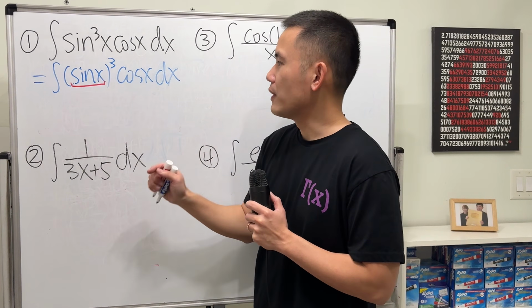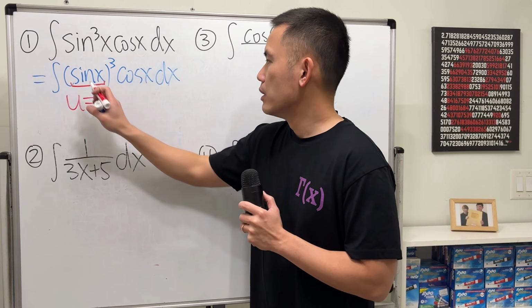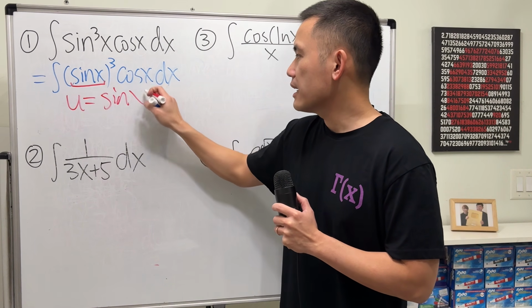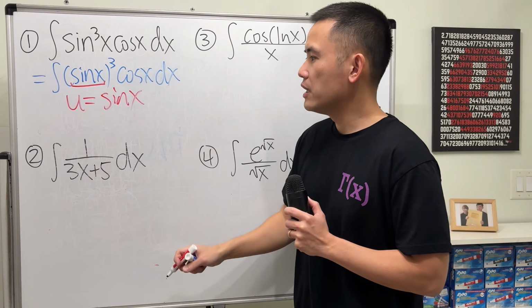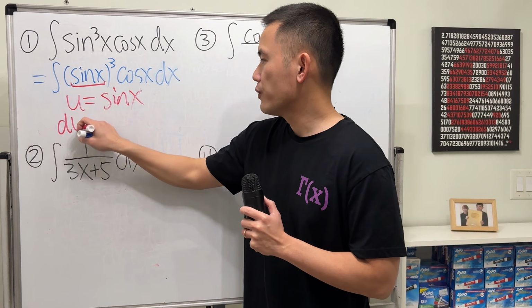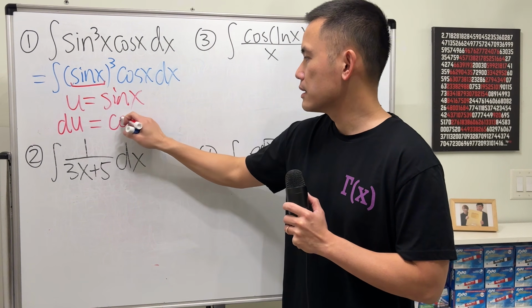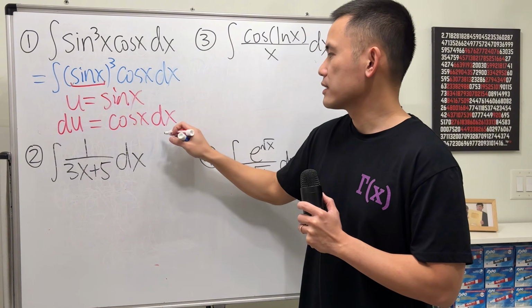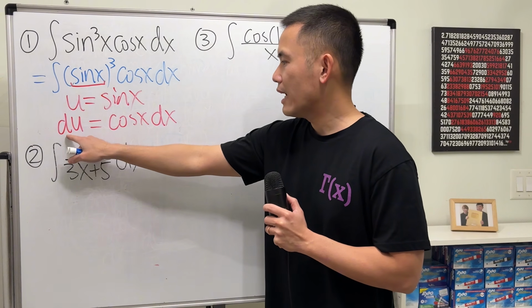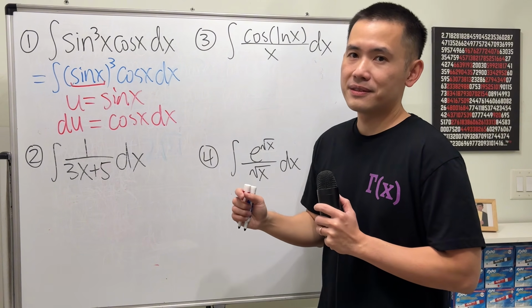But if you try the inner function, let u equal sine x. And then take the derivative, just go ahead and write down du for the derivative of this. And then the derivative of sine x is cosine x. And then put down a dx right here. Make sure you have the du and also the dx.